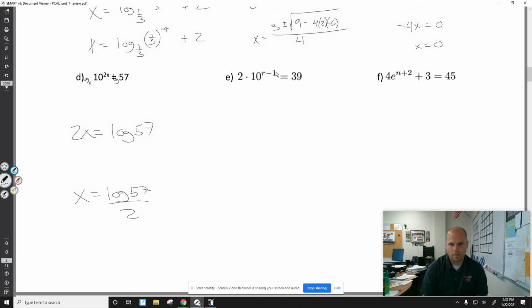2 times 10 to the r minus 1. You can't multiply the 2 into this 10. It's in the clutches of that exponent. So what you do is you divide. This is like 2x equals 39, right? You don't just keep this over here. Divide by the 2. I get 10 to the r minus 1 equals 39 halves. I'll take the log base 10 of both sides. That's just the log. Get r minus 1 equals log 39 over 2. I add 1.